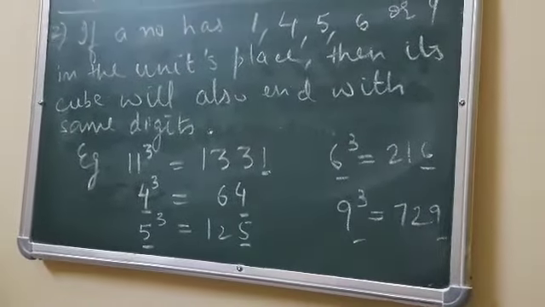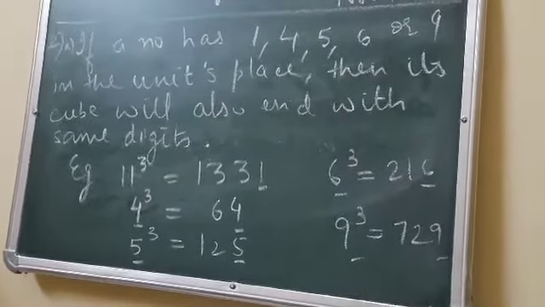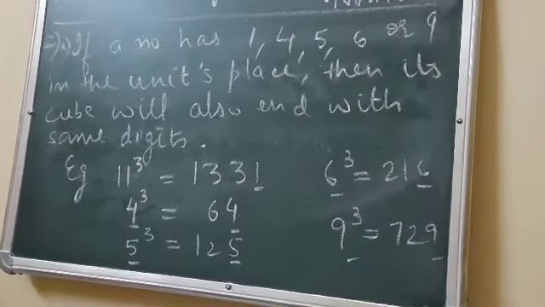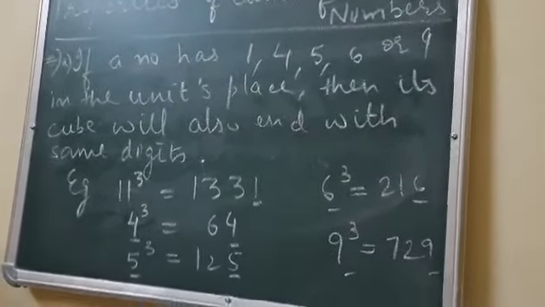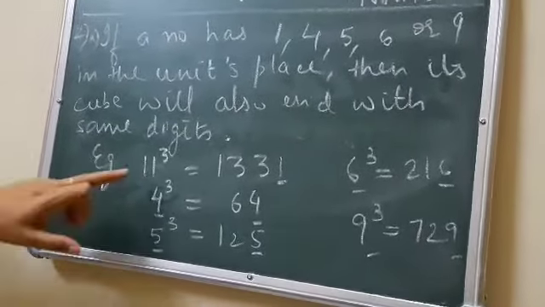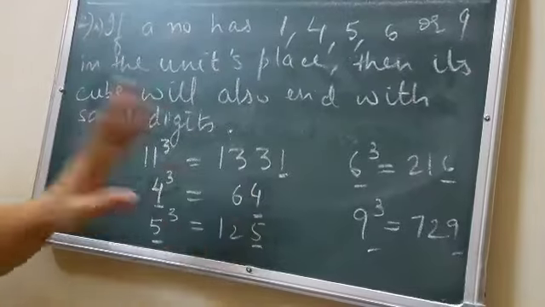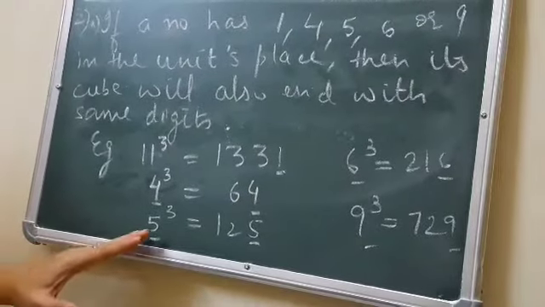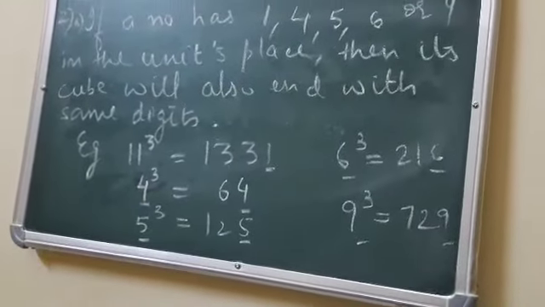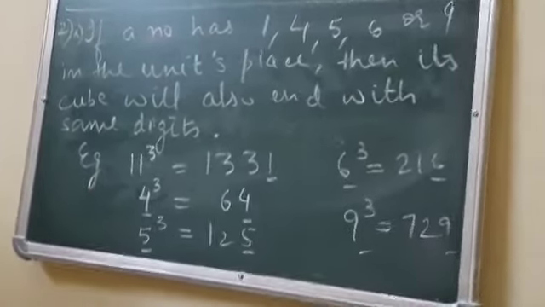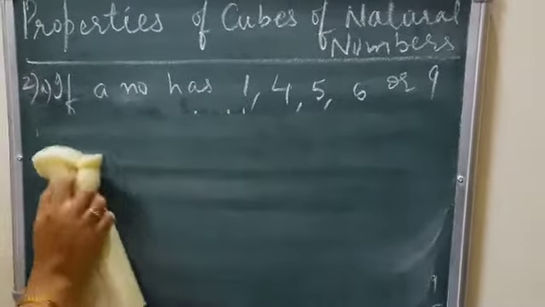So for property number 2 we have subparts. This is your A subpart. If a number has 1, 4, 5, 6 or 9 in the units place, then its cube will also end with the same digit. I have given you examples. If your unit digit is 1, your cube will also have 1 in the units place. If it is 4, again the units digit in the cube will be 4. If it is 5, the units digit will be 5. If it is 6, the units digit is 6. If it is 9, the unit digit is 9. So I have given you the examples. Next, B part.